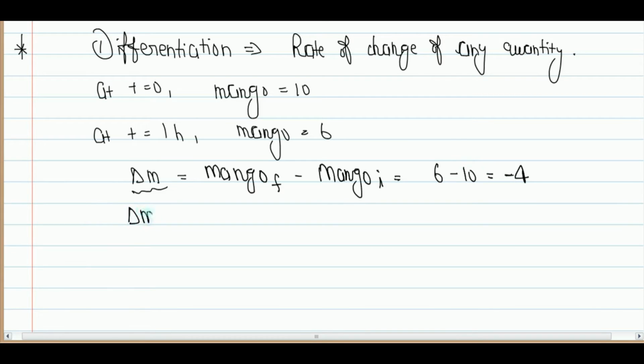If I talk about the rate of change of consumption of mango, it will be equal to delta m by delta t, that is minus 4 by 1. So in every hour you are consuming 4 mangoes. This is nothing but the rate of consumption of mango per hour. Okay, this is the differentiation.